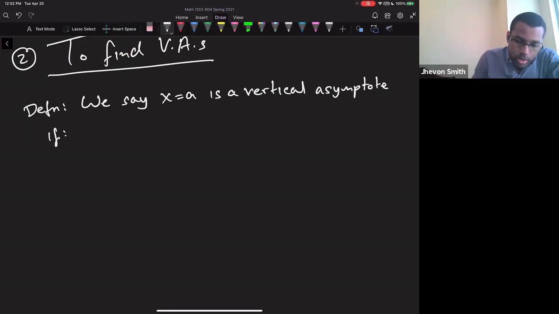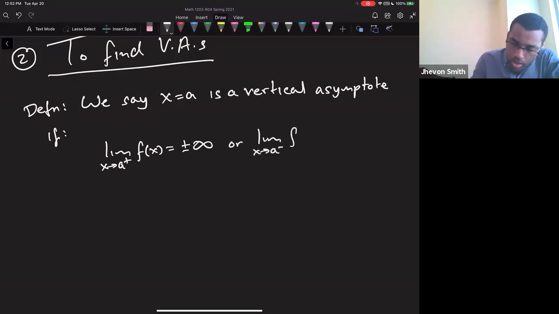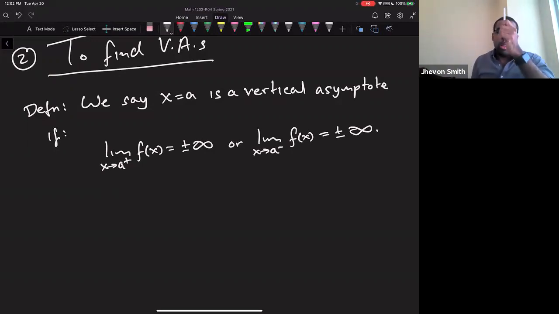If this occurs, the limit as you approach a from the right of f of x is plus or minus infinity, or the limit as you approach a from the left of f of x is plus or minus infinity. Think of, for example, the logarithm. We know that the logarithm curves like this, right? As you approach x equals 0, it shoots down to negative infinity. As you approach from the right side, there's nothing from the left side, but from the right side, it goes down to negative infinity. This will tell you that for something like y equals ln x, the vertical asymptote actually occurs at x equals 0.